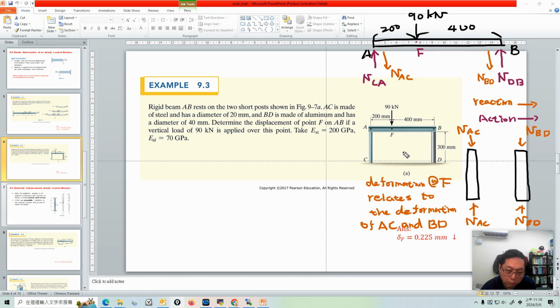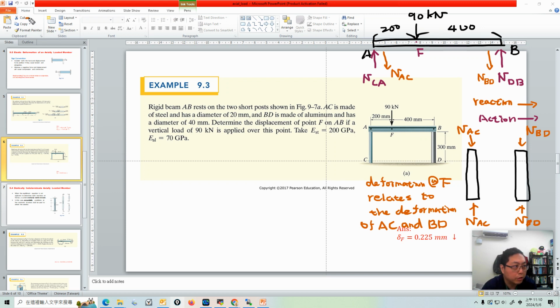So how do we solve the problem? First of all, we need to know the deformation of the AC bar and BD bar. Then we will use the geometry relationship between A, B, C, D, F, and find out the deformation of F. So the key issue is to find the deformation of the AC bar and BD bar.